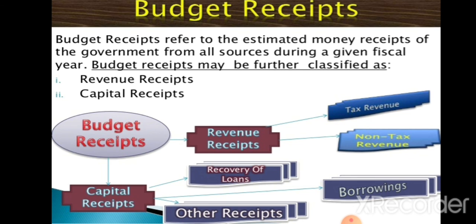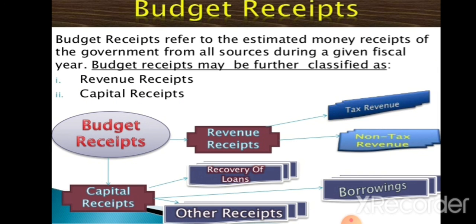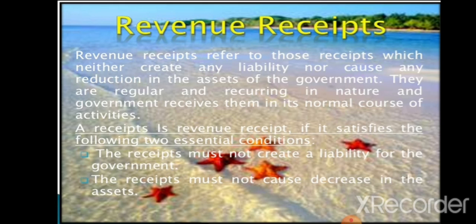Tomorrow we will start the next, capital receipts. So let's revise what we have done today in this lecture. Components of budget: revenue budget, capital budget, or we can classify it in another way: budget receipts and budget expenditures. In budget receipts, revenue receipts and capital receipts. In budget expenditure, revenue expenditure and capital expenditure, that we will discuss tomorrow.